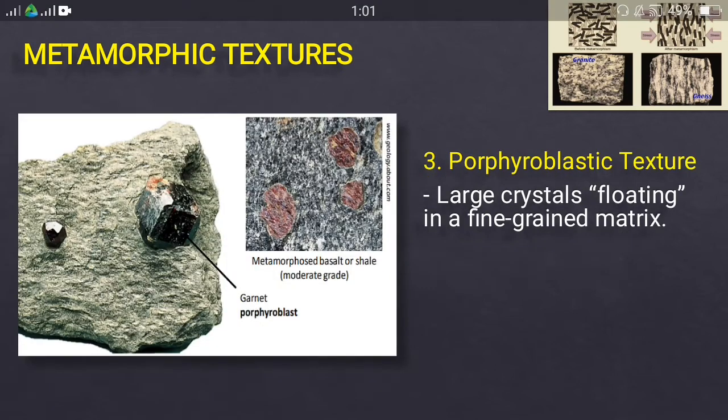Number 3, we have porphyroblastic texture. It is relatively large single crystals which form by metamorphic growth in a more fine-grained matrix, as we have seen here in the given picture. So there is the uneven granular texture of rock caused by the presence of large crystals known as porphyroblasts, and it is formed during recrystallization in the course of metasomatism of solid rock.